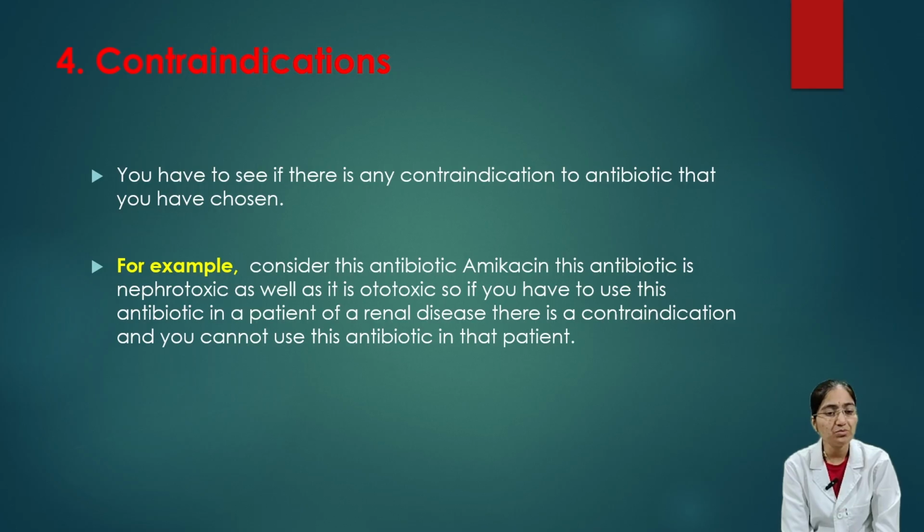We'll see the next principle, the fourth one, that is contraindications. Here, you have to see if there is any contraindication to the antibiotic that you have chosen. For example, consider the antibiotic amikacin. This antibiotic is nephrotoxic as well as ototoxic. So, if you have to use this antibiotic in a patient with renal disease, there is a contraindication and you cannot use this antibiotic in that patient. Always you need to see the chosen antibiotic.